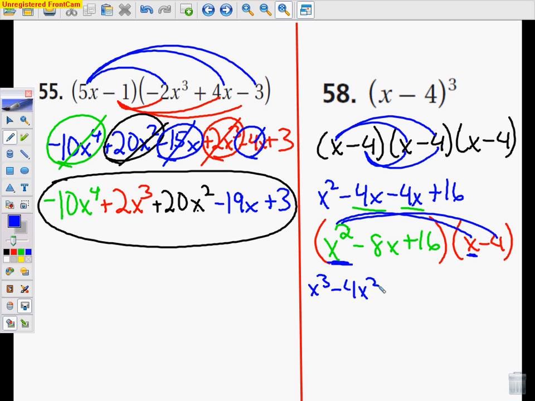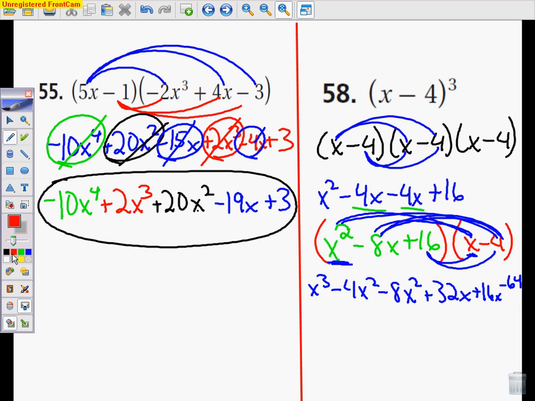Then we'll distribute this negative 8x to both of them. Negative 8x times x is negative 8x squared. Negative 8x times negative 4, that's positive 32x. And then we'll distribute this 16. 16 times x, that's positive 16x. And 16 times negative 4, that's negative 64. I'll just bring it up there.